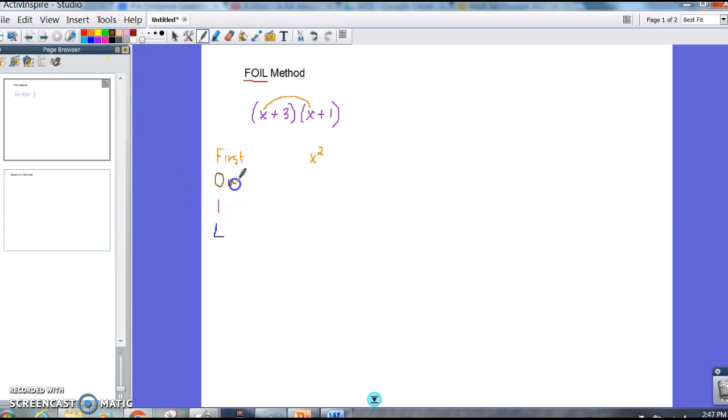Then the next letter is O. That stands for outside. And when we talk about the outside terms, if you look at the four terms here, x, the 3, the x, and the 1, the two outside terms are the ones on the outside, which would be the x and the 1. So this x and this 1, we're going to multiply together. So x times 1 just gives me 1x, or x.